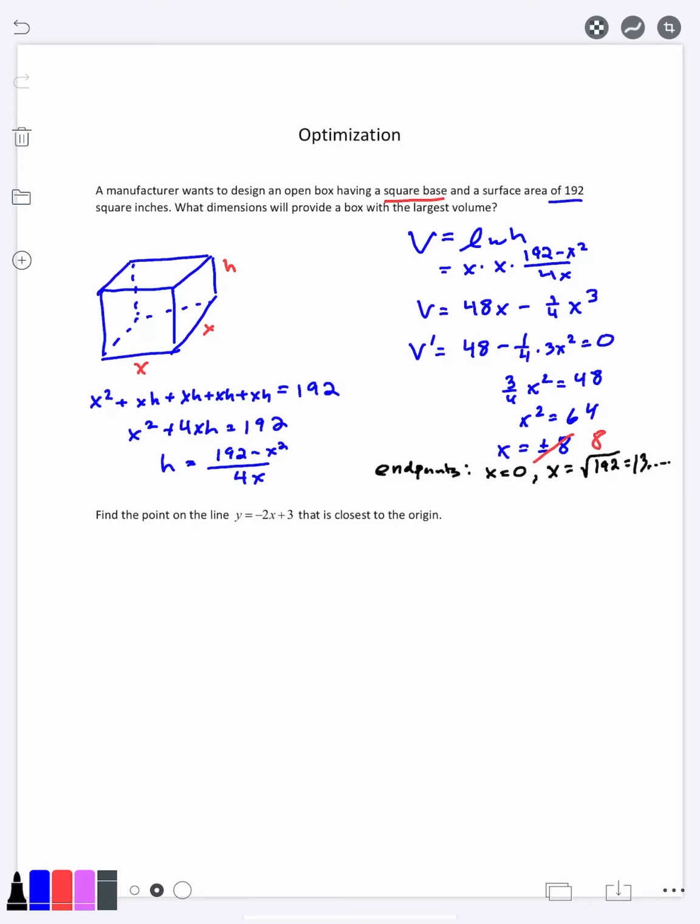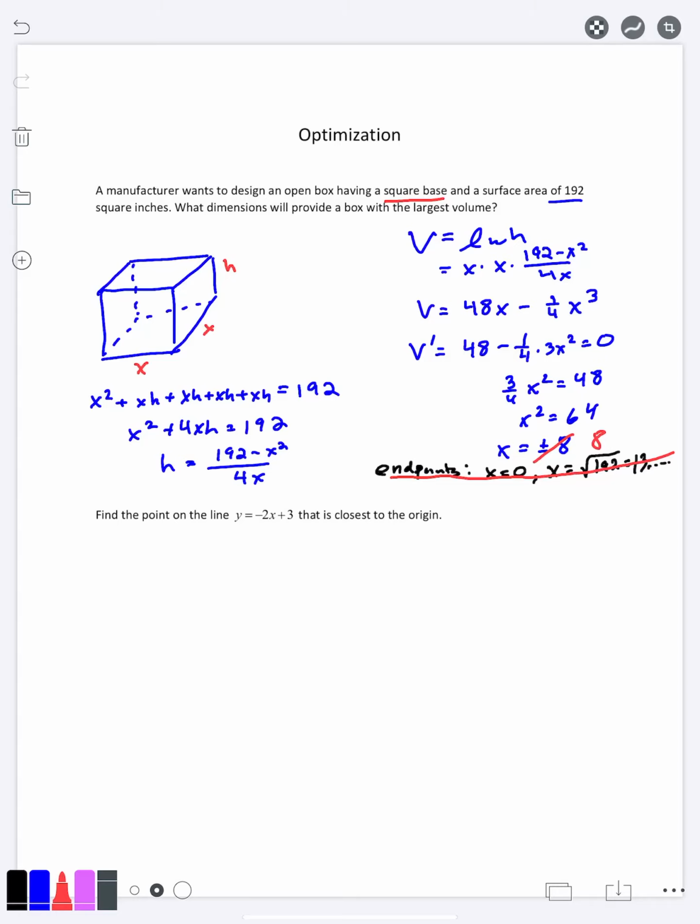However, it turns out for this problem, we don't need the endpoints, because if your x is 0, that means you have no area in the bottom, and you're going to have a 0 volume. And if your x is the square root of 192, that means you're going to have a whole bottom and no height, also a volume of 0. So they cannot possibly be the max for us. I will say, though, on some problems, they do actually give you ones where the endpoints end up being the best solution. So it is definitely something you don't want to overlook when solving these problems.